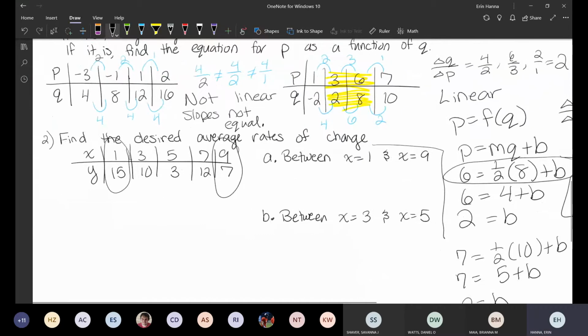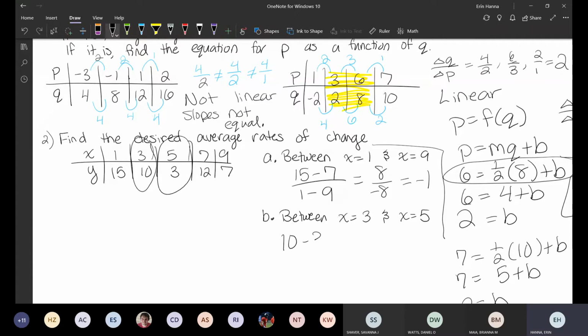Why is this not scrolling right? All right, average rate of change between 1 and 9. Remember, that's essentially a slope. So we can calculate it with 15 minus 7 over 1 minus 9, which is 8 over -8, or -8 over 8 if you flip-flop the numbers around. That reduces to -1. And then between 3 and 5, 10 minus 3 over 3 minus 5, 7 over -2.